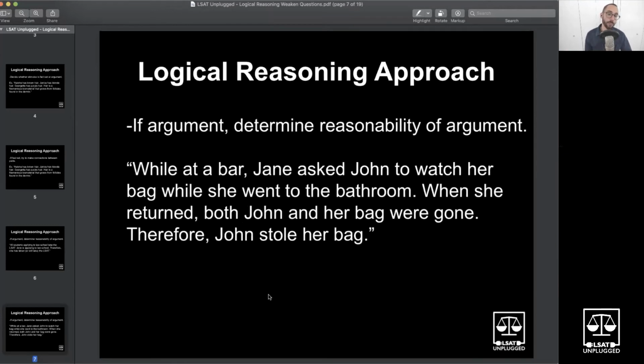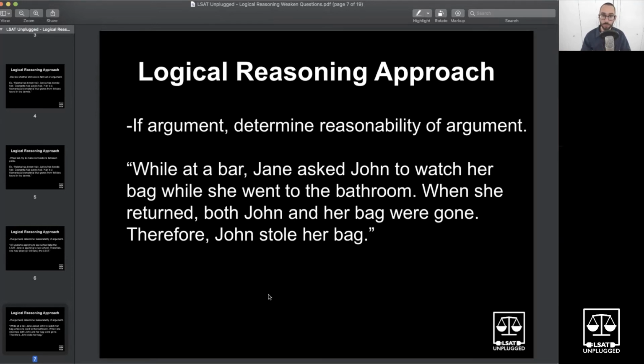Now, here's another argument. While at a bar, Jane asked John to watch her bag while she went to the bathroom. When she returned, both John and her bag were gone. Therefore, John stole her bag. How reasonable is this? Alyssa says, not very. Caleb says, not reasonable. Nice. Okay, so what are some potential problems with this argument? What's the gap, or what are some potential gaps or problems with it?